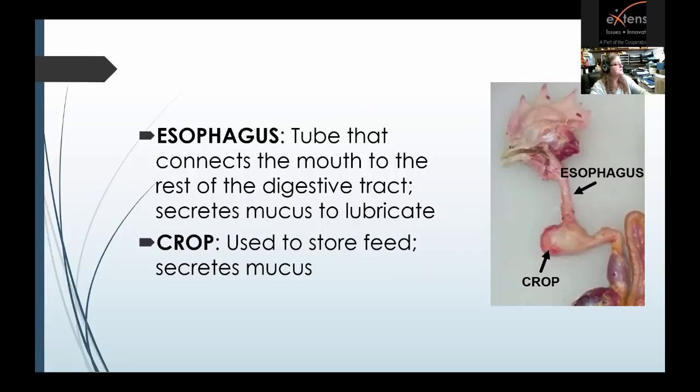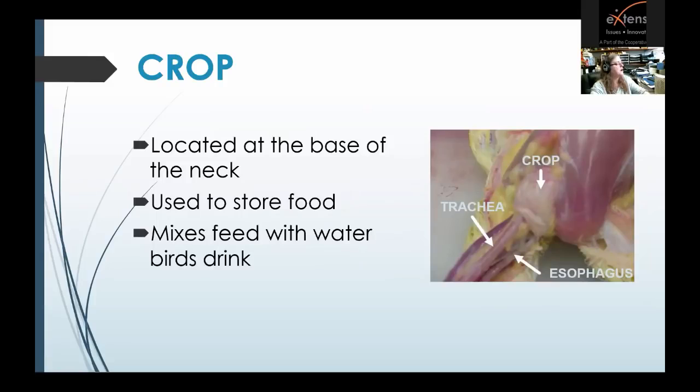It then stops at the crop, which is an outcropping from the esophagus, and it's here that the feed gets stored. It too secretes mucus to try and keep that feed moist so it doesn't compact in the crop. The crop is located at the base of the neck on the outside of the body cavity. So you can see the crop labeled there. This one is a very small one. It hasn't been eating a lot.